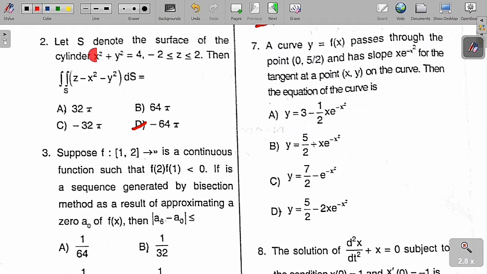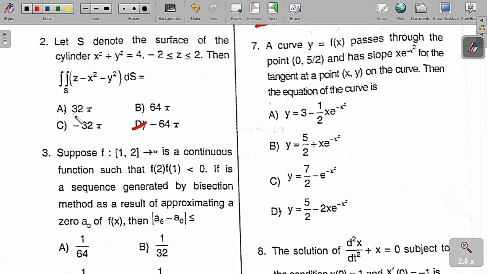See the question here. Let S denote the surface of the cylinder x square plus y square is equal to 4 and z is lying from minus 2 to 2. Then what is the value of the surface integral of (z minus x square minus y square) into dS? So basically they are telling that let S denote the surface of the cylinder x square plus y square is equal to 4 and minus 2 less than or equal to z less than or equal to 2. With this constraint you are going to get a cylinder, but we need to consider only the surface of the cylinder.